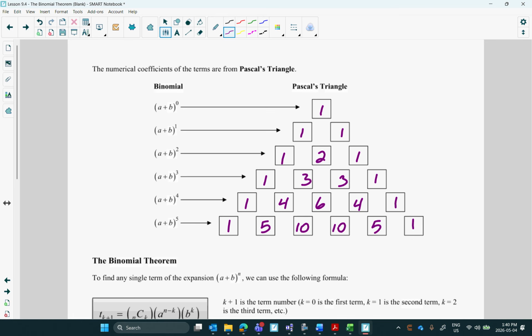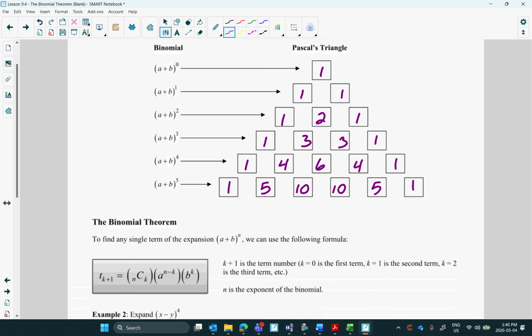A question has appeared on the provincial exam more than once involving this. And usually the question is, they're going to give you one row and they're going to ask you to find the next row. So like they could give you this and say, find the 5th row of Pascal's triangle. Well, that's when you would just do ones on the end and then start adding these to get the numbers. That's it.